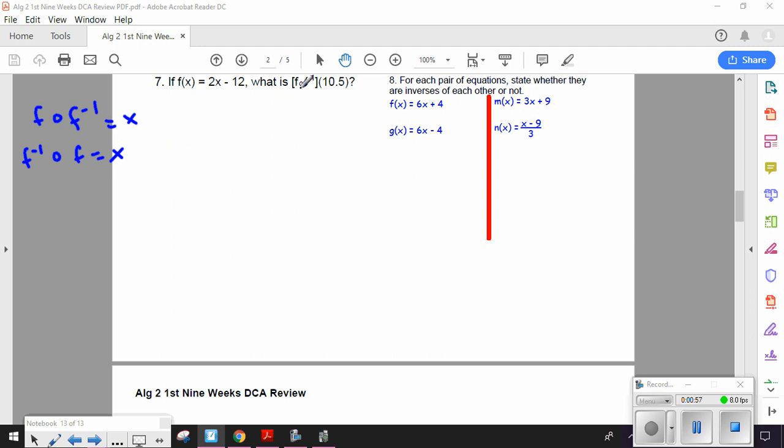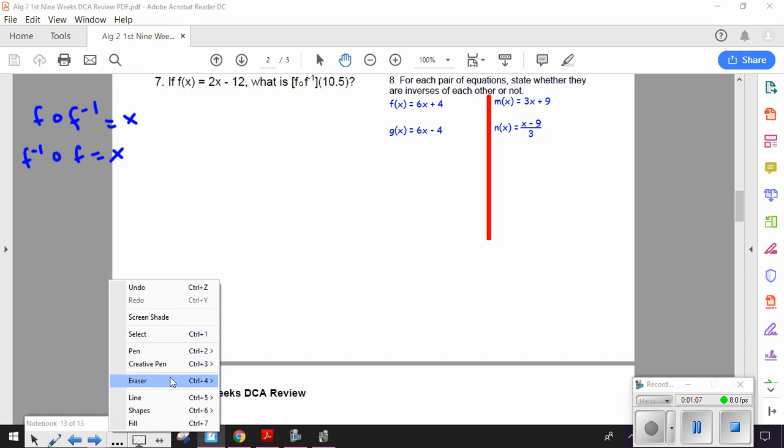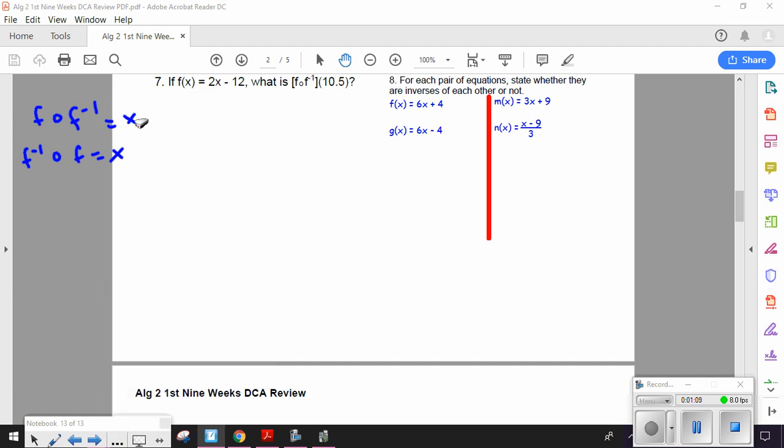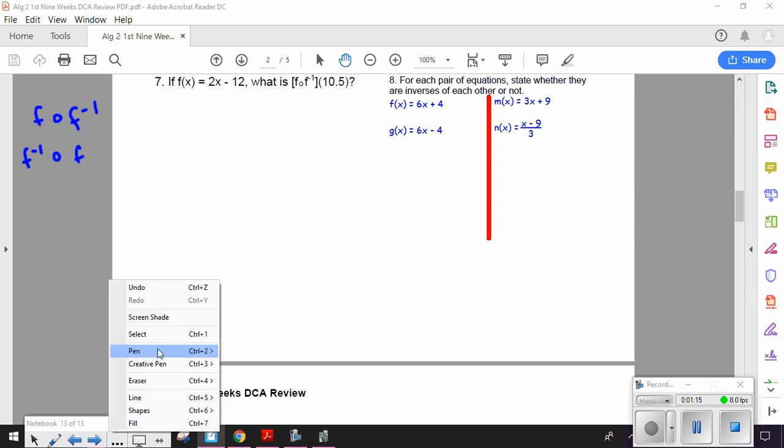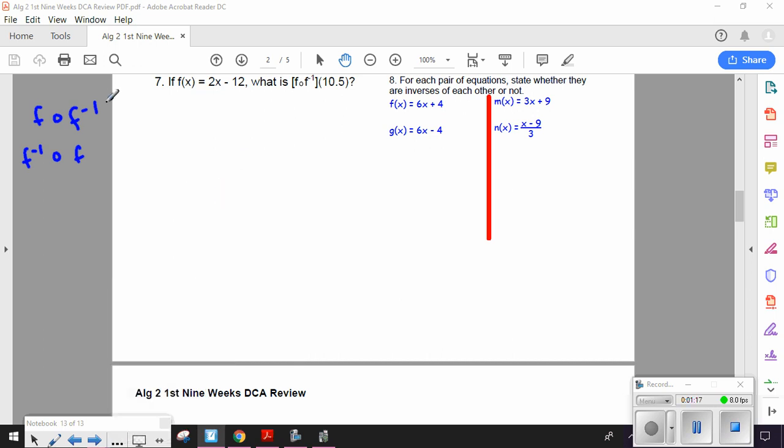Well, in this case, they want f composition f inverse of 10.5. I missed a piece, but it's not really part of the big picture. But I'll write it. Maybe it'll make some sense. So it's f composition f inverse of x, right? And x goes in both places, and it equals x.